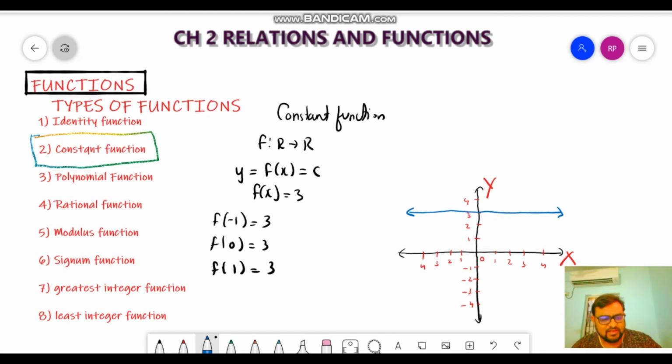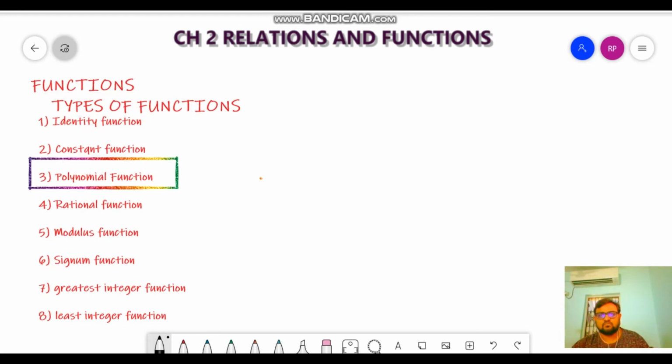Clear? Now let's move to the next, the third type. The next is the polynomial function.